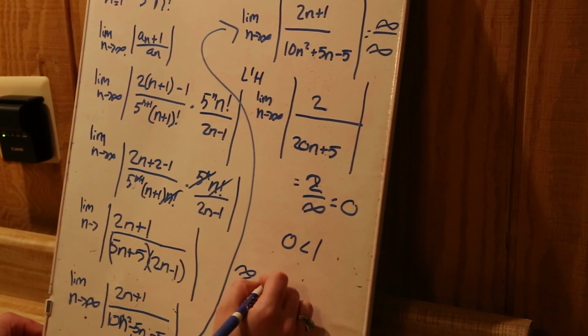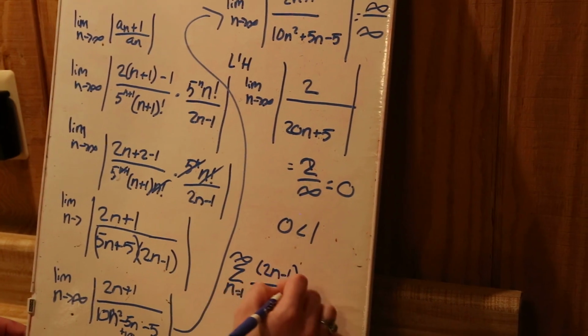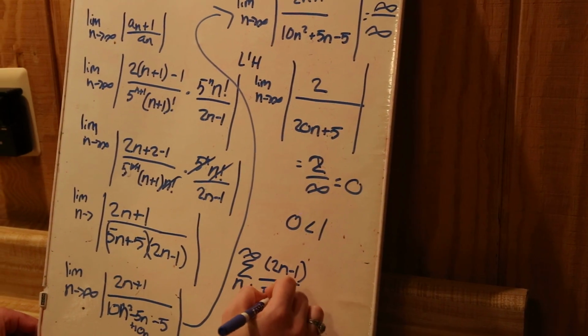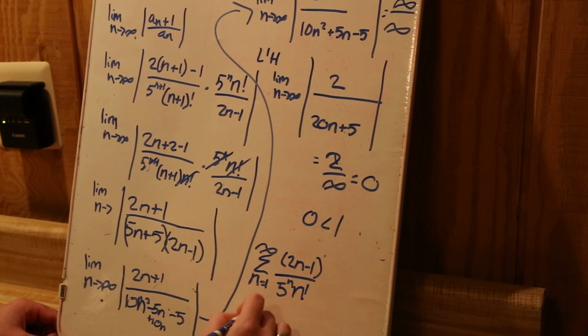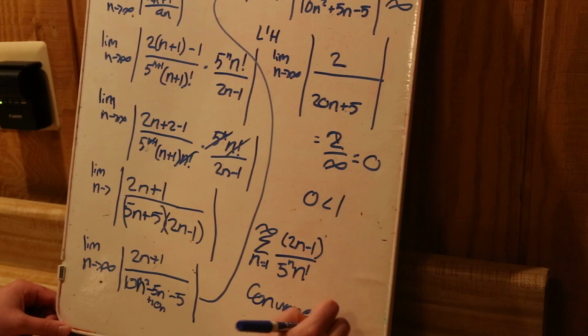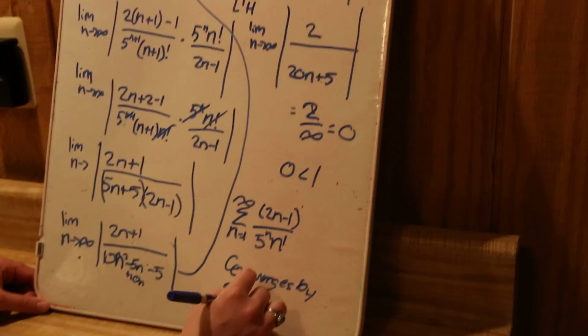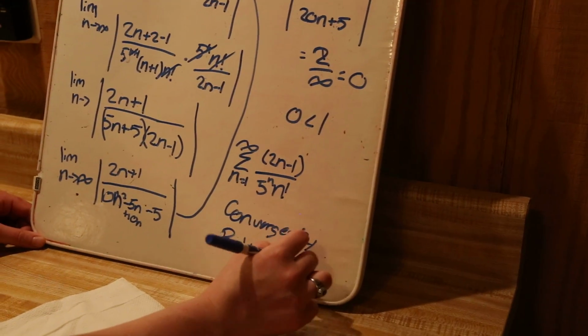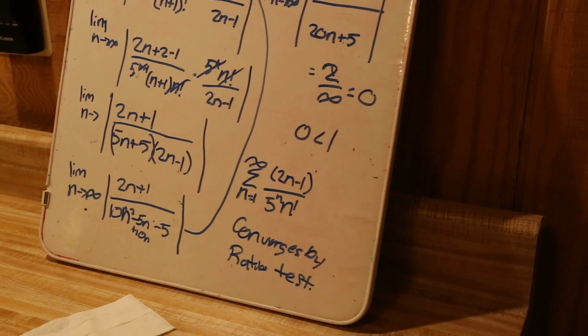Of 2n minus 1. It's convergent by the ratio test.